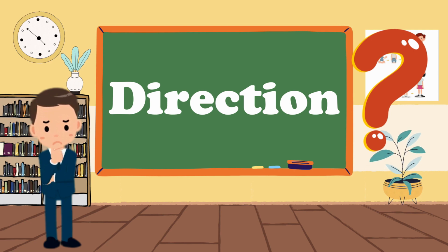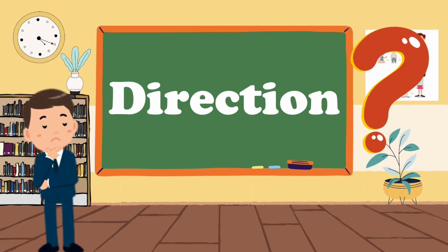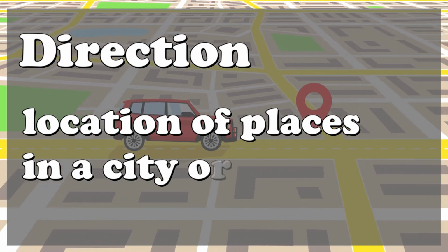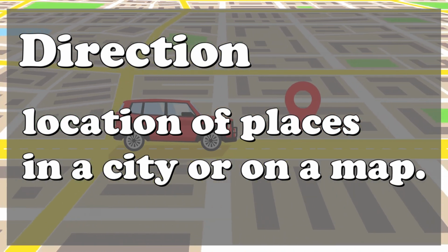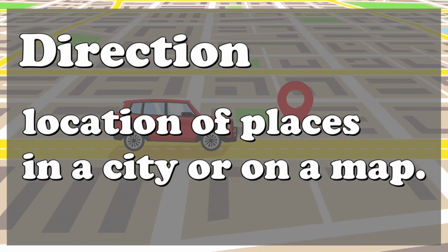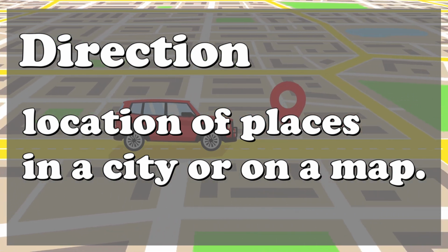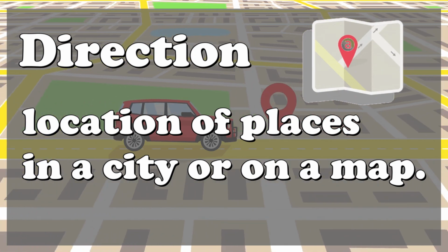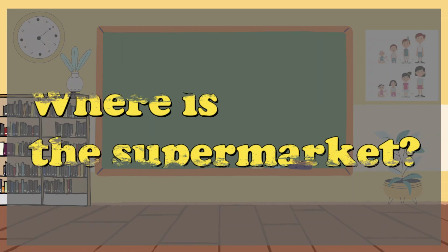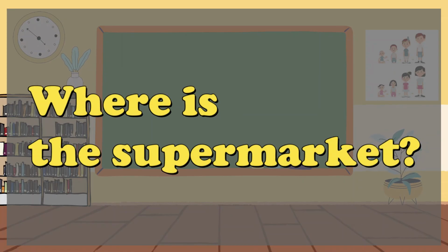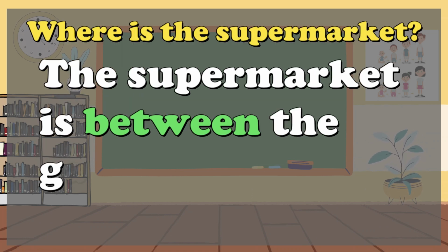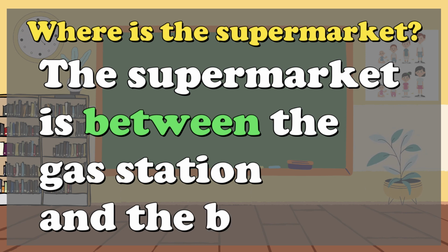We use these prepositions to talk about the location of places in a city or on a map. These prepositions are often used when giving directions. For example, where is the supermarket? The supermarket is between the gas station and the bakery.